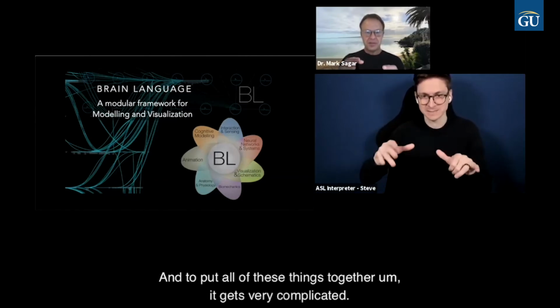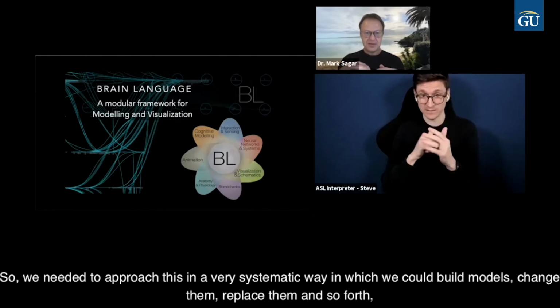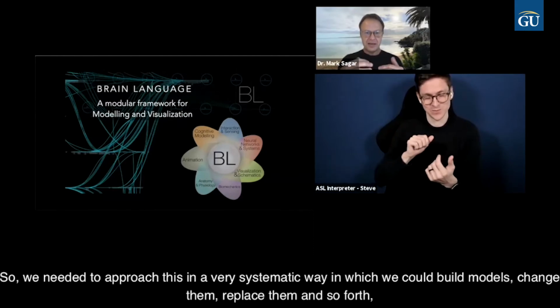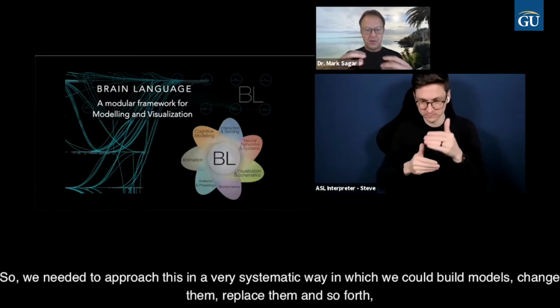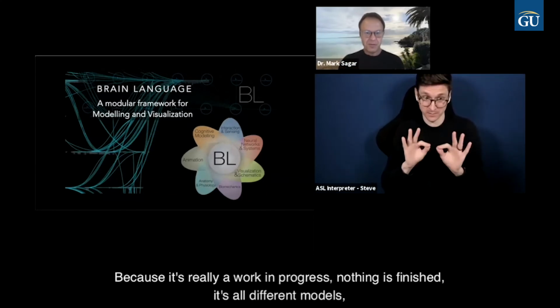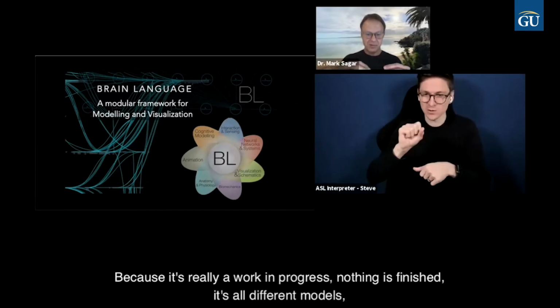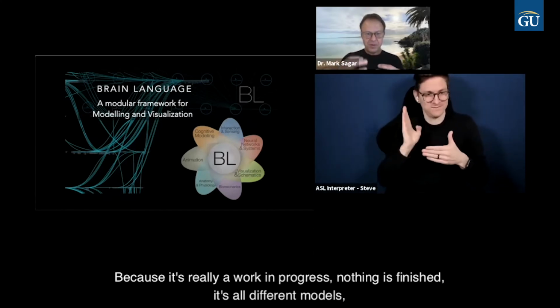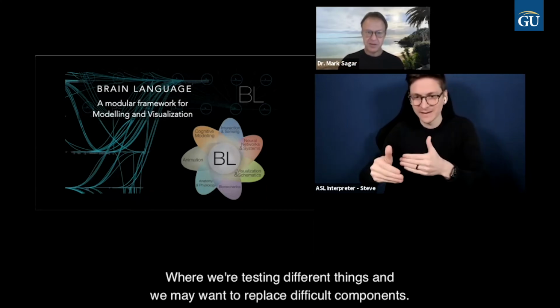To put all these things together, it gets very complicated. So we needed to approach this in a very systematic way in which we could build models, change them, replace them, and so forth, because it's really a work in progress. Nothing is finished. It's all different models where we're testing different things, and we may want to replace different components.